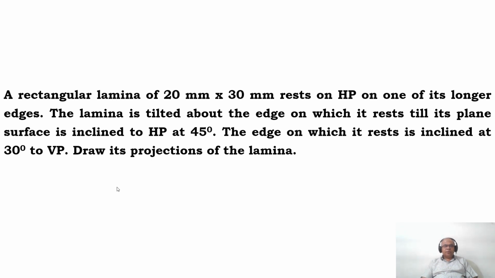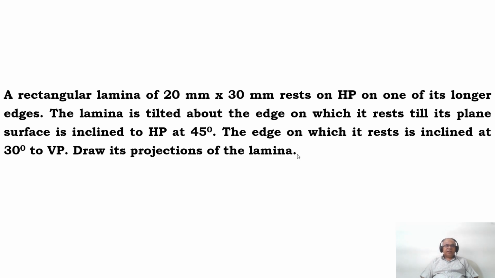Now in this video we are going to take up one more problem on projections of lamina. The problem reads: a rectangular lamina of 20 mm by 30 mm rests on HP on one of its longer edges. The lamina is tilted about the edge on which it rests till its plane surface is inclined to HP at 45 degrees. The edge on which it rests is inclined at 30 degrees to VP. Draw the projections of the lamina.